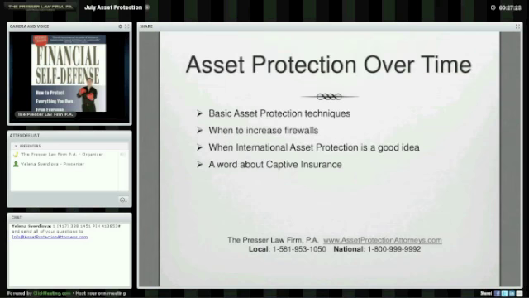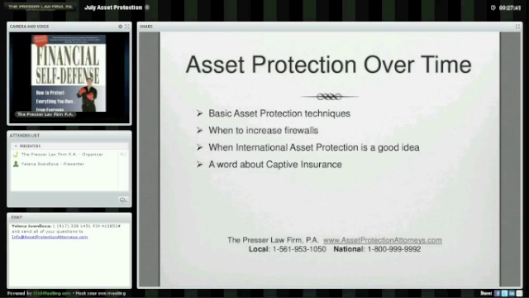To talk about asset protection over time, you want to start off with some very basic asset protection techniques. Maybe you need a couple LLCs or corporations, maybe some limited partnerships or trusts, but you want to start off very simple, very inexpensive. You want to learn about it.